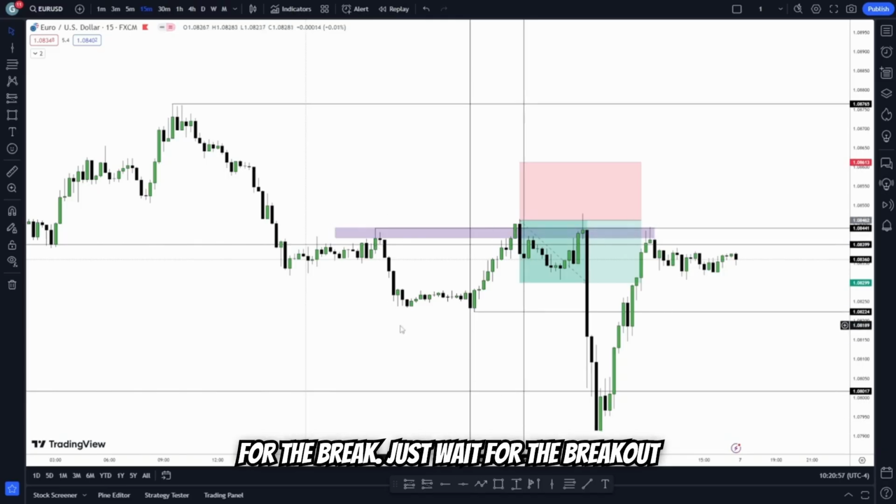Okay, and then when you see a leg or a move like that over here, just wait and look for the break. Just wait for the breakout of that swing high. So when the breakout happens of that swing high like this, that's the opportunity for us, the traders who are looking for a turtle soup setup. We have the opportunity to get into the market.